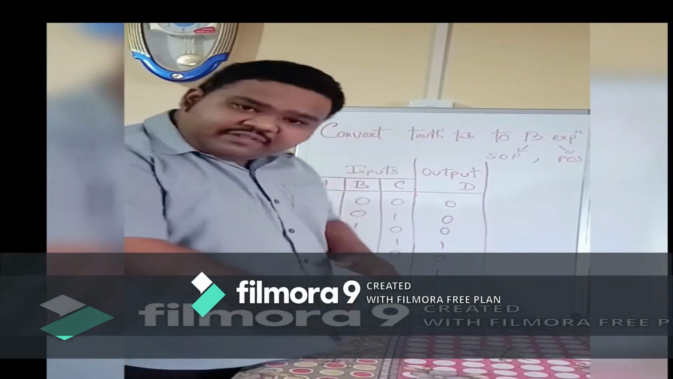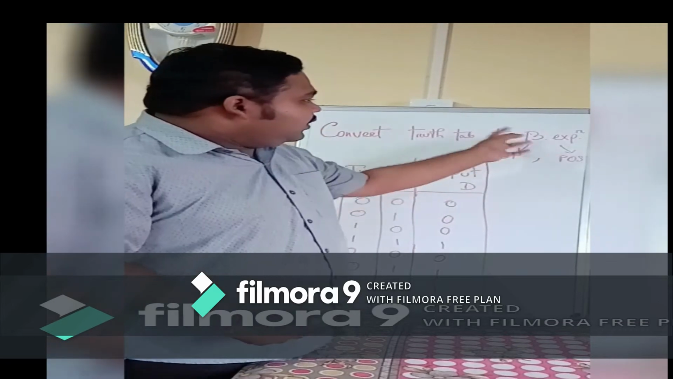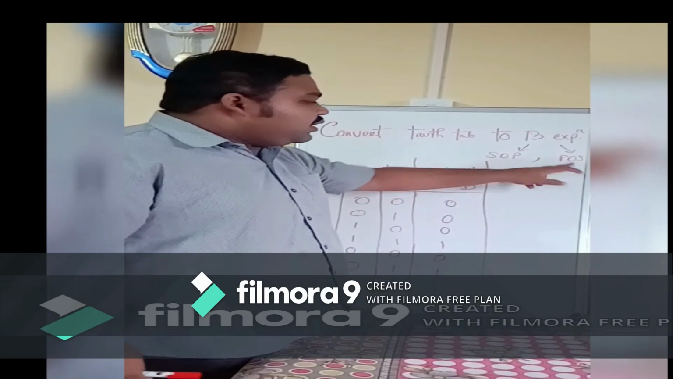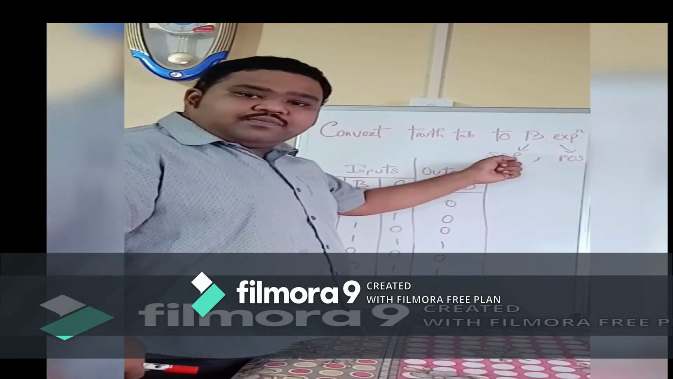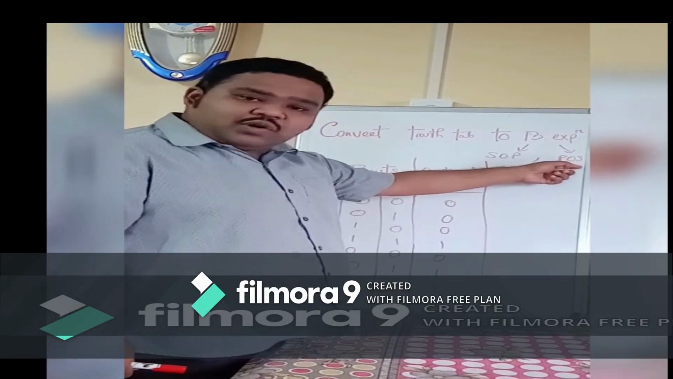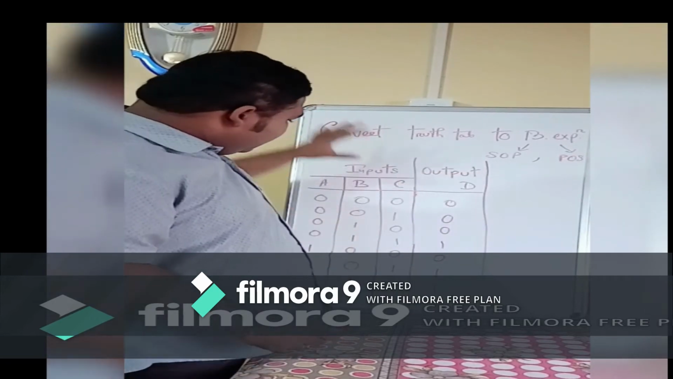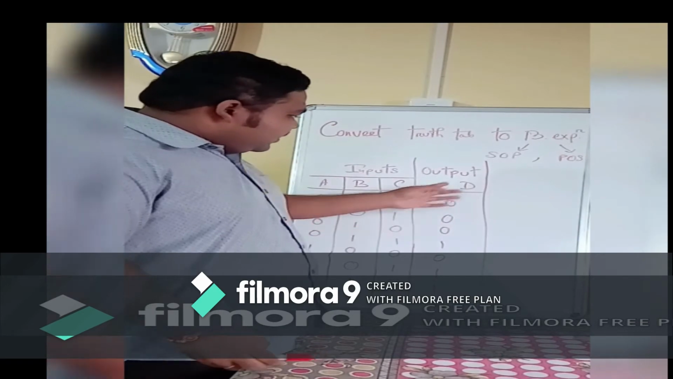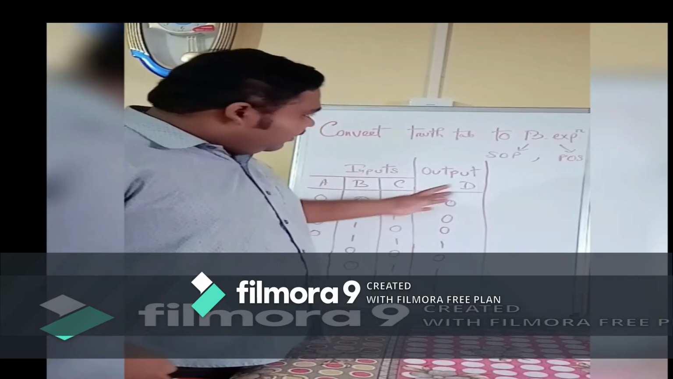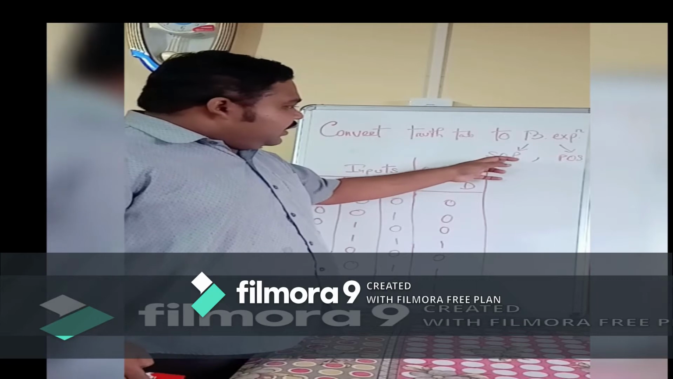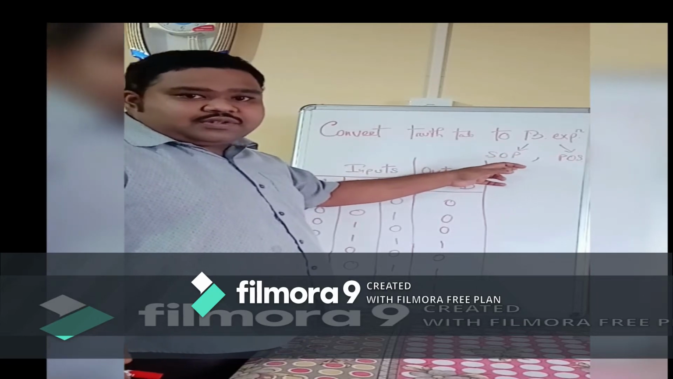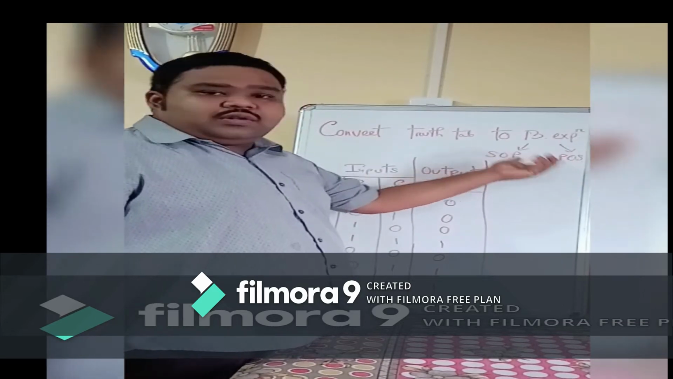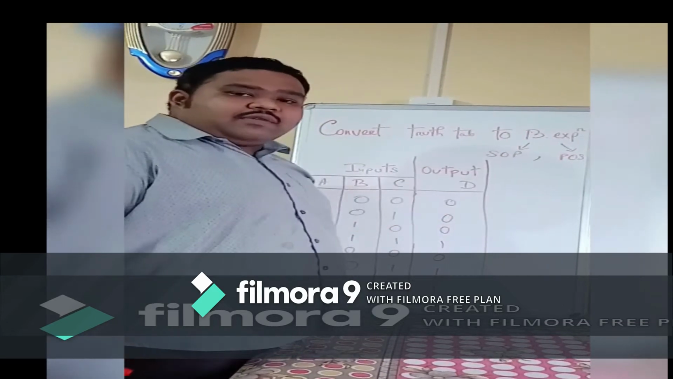A truth table will be given to you, and from that you have to convert it to a Boolean expression. What is a Boolean expression? SOP and POS. I already taught that SOP is sum of products and POS is product of sums. So this truth table will be given to you. Here there are three inputs A, B, C, and D is the output. From this truth table you have to find the required Boolean expressions. If they ask for SOP, then you find SOP. If they ask for both, then both. And if they ask for product of sums, then product of sums.